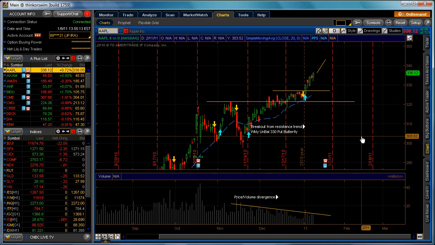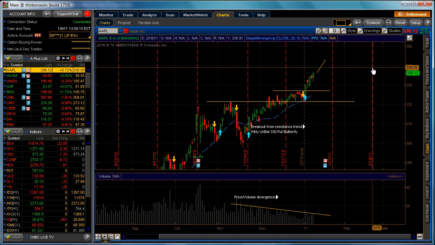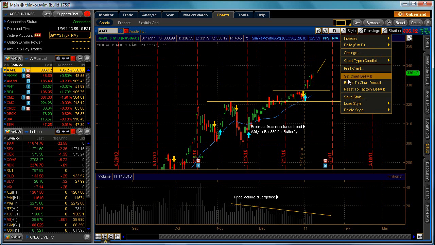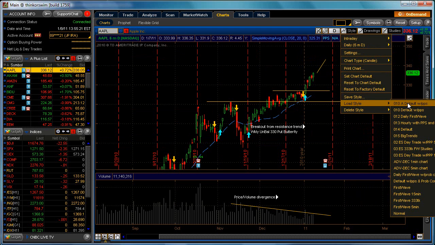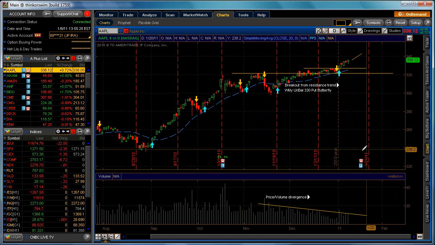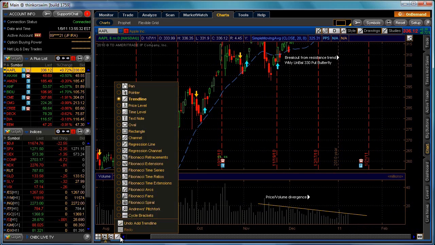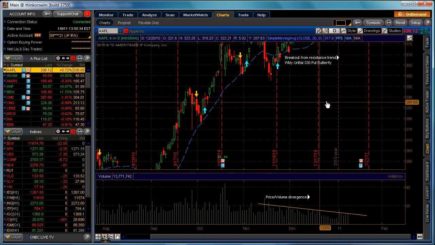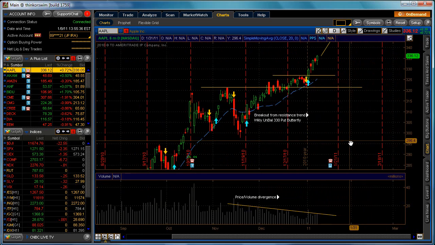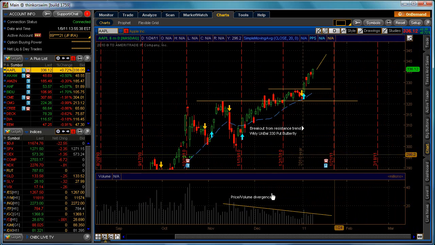It all depends on how you have your chart set up as far as how much room you want above the highest candle and how much room you want below the lowest candle. If you want to get it back to where it was, hopefully you also have saved styles, so I can go back here and say I'm just going to go back to my default with person's pivots, and it brings me back to where I was. Then I can redo this and change the scale again, grab my finger, drag it down, and now we're ready to talk about this stock.